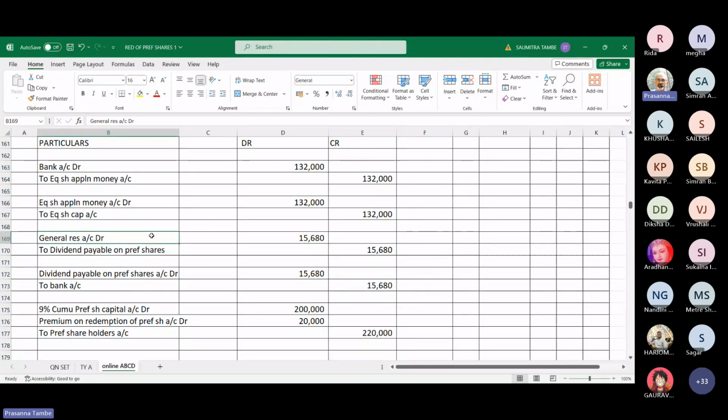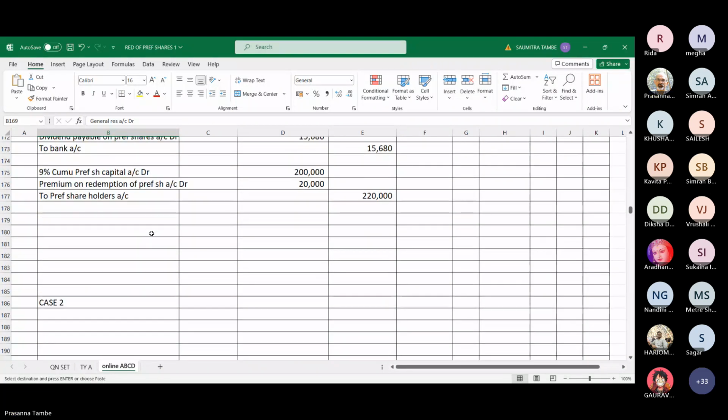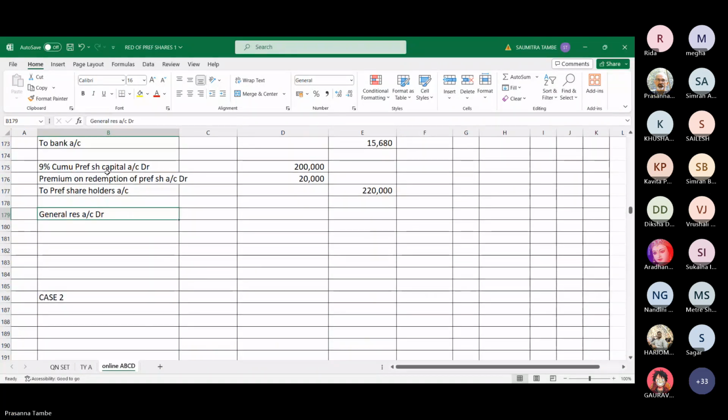So my next entry will be general reserve account debit to premium on redemption account to capital redemption reserve. So we are making a payment of premium 20,000.